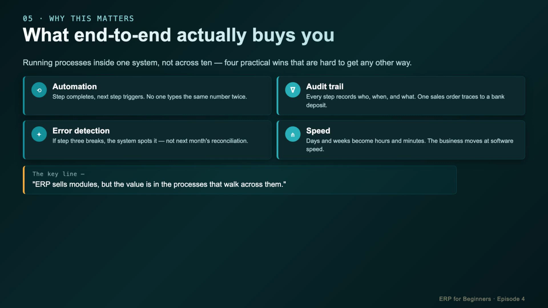Audit trail. One sales order traces all the way to a bank deposit. Error detection and speed. The system spots breaks immediately, and everything moves at software speed.